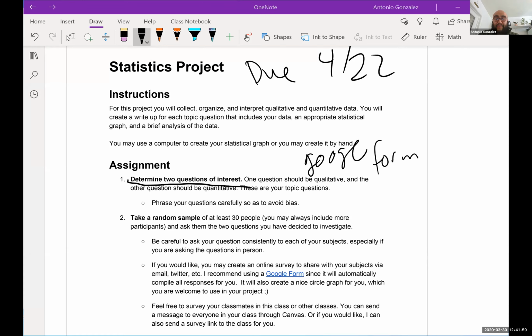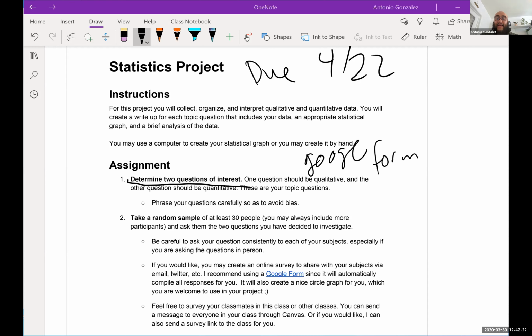First of all, the technical stuff. One question should be qualitative, and the other question should be quantitative. Once you formulate these, make sure you do have a quantitative and a qualitative. If you are unsure, go over your notes on what quantitative and qualitative mean. And if you still want to make sure you have proper questions, let me look at your questions and I will tell you that they are good to go or that you still need to rephrase them.